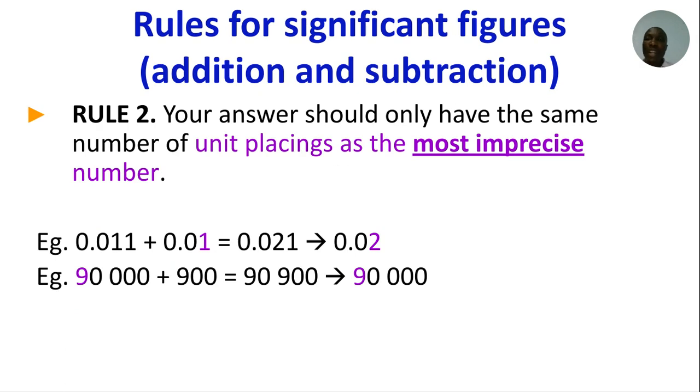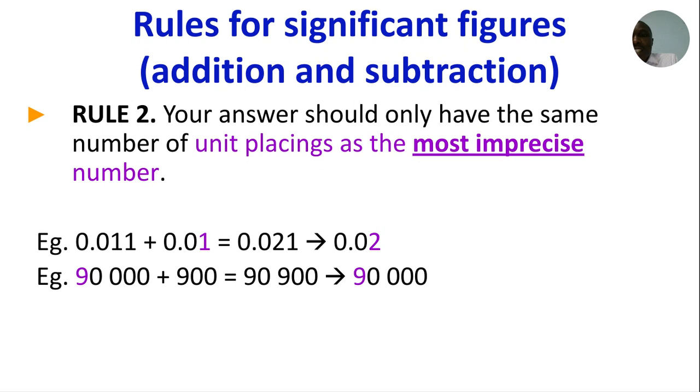Then we come to rule number 2. Here we are adding, and I want you to take note of this. We are considering the significant figures and number of decimal places when we are adding. When we are adding numbers that have decimals, this is the rule.